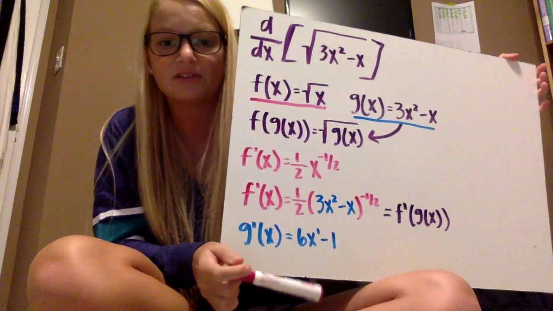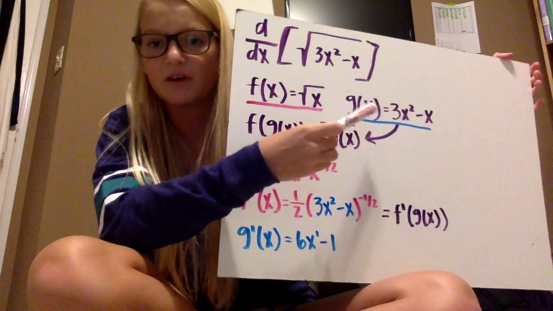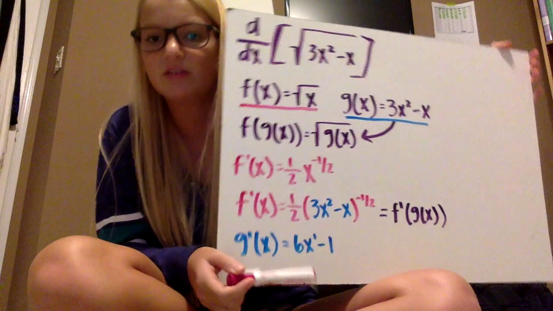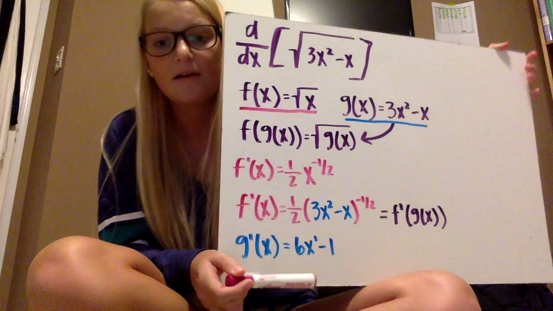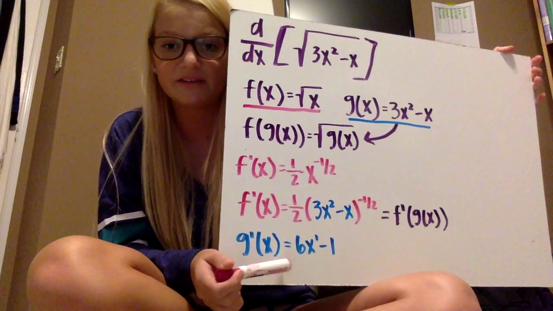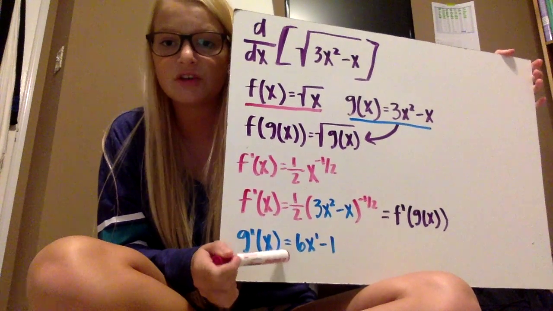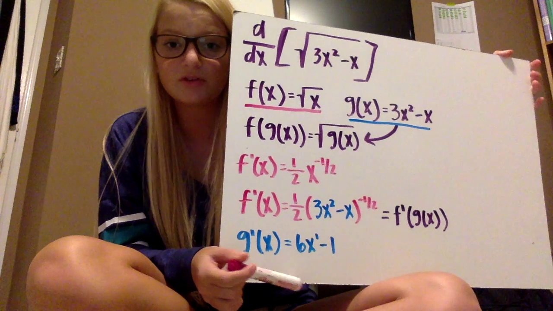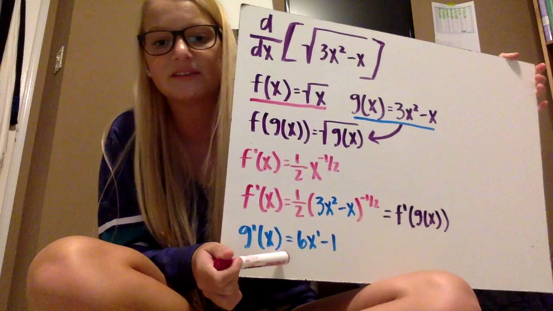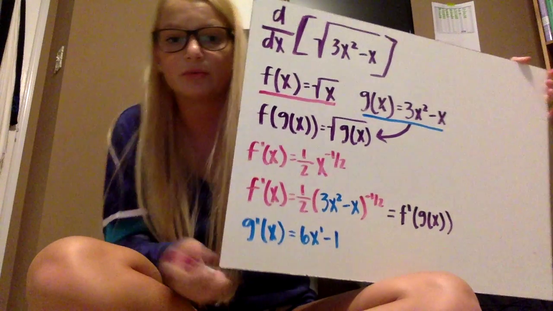So your g prime of x is your inside function, which we defined right up here. So you're just taking the derivative of that. So you move the 2 down, so it's 3 times 2, which is 6x, and it's 2 minus 1, so x to the 1 power. And then you're taking the derivative of x, which is just 1. So the derivative of the inside function is going to be 6x minus 1.